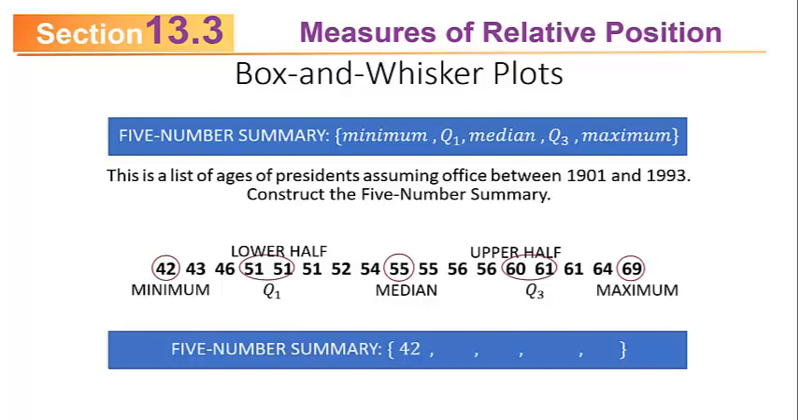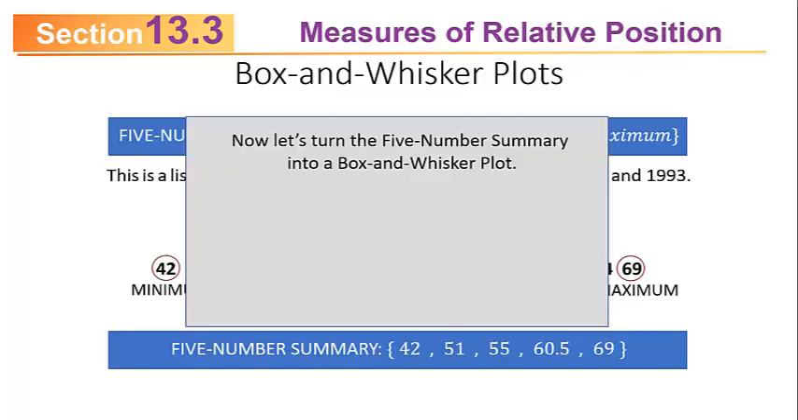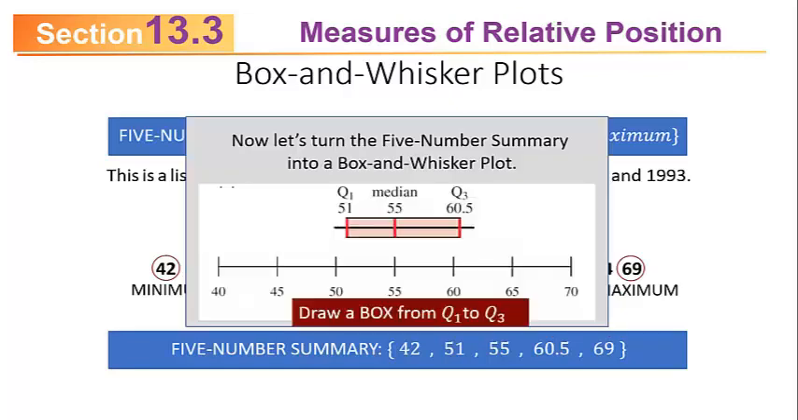So the 5-number summary is the minimum, the first quartile value, which is the average of 51 and 51, the median, which is 55, the third quartile value, which is the average of 60 and 61, and then the maximum. Once you get the 5-number summary, we can turn it into a box-and-whisker plot. What you do is you take those 5 numbers and you make a box essentially around the middle 3.